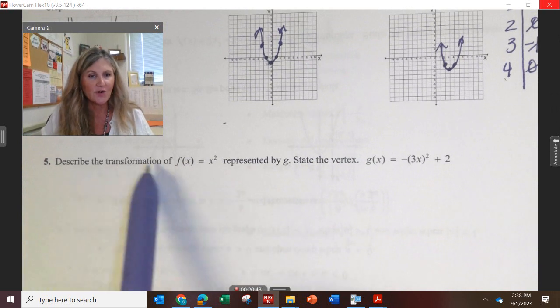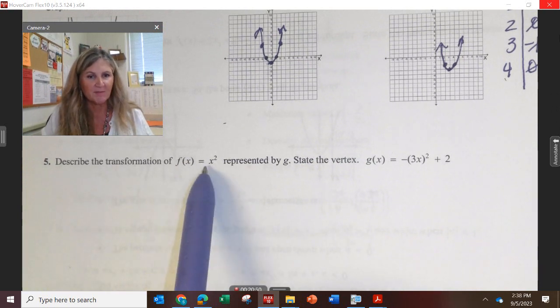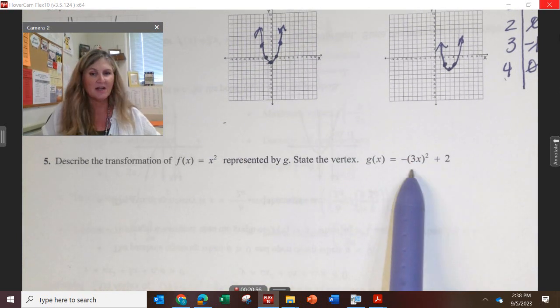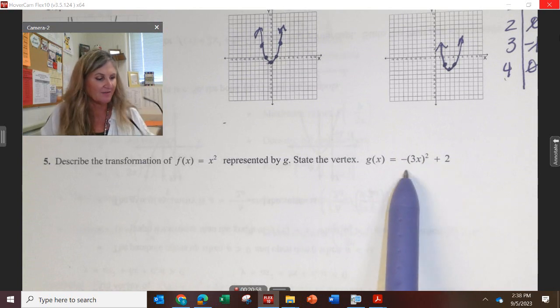All right, describe the transformation from f of x equals x squared represented by this, and then state the vertex. Think about it. What kind of transformations are we going to have there?